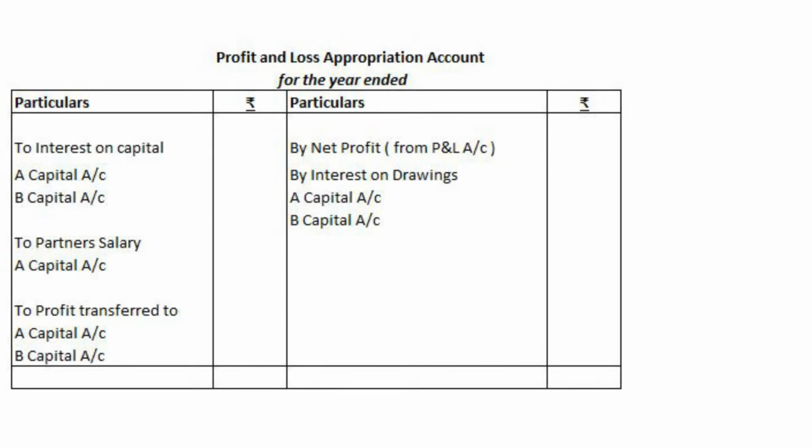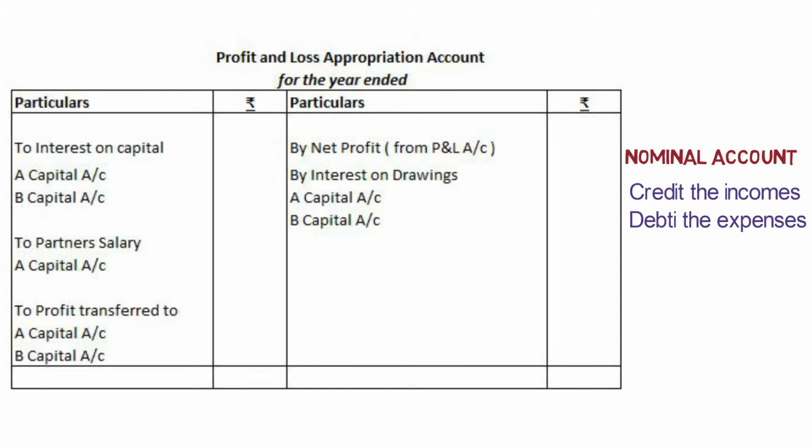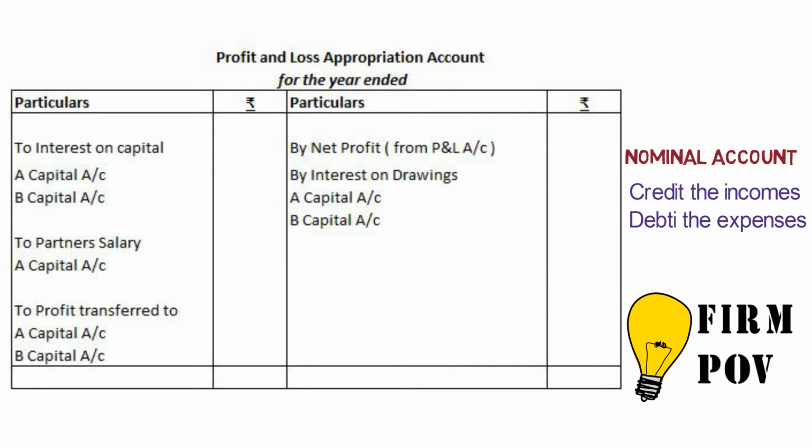Profit and loss appropriation account is prepared for a period of time and not at a point of time. Also, profit and loss appropriation account is a nominal account. Therefore, the rules of nominal accounts will be applied to it. That is, credit the income and debit the expenses. Remember that the profit and loss appropriation account is an extension of profit and loss account. Therefore, profit and loss appropriation account is also prepared from the firm's point of view. So you will consider the incomes and expenses from the point of view of firm and not the partners while preparing the profit and loss appropriation account.